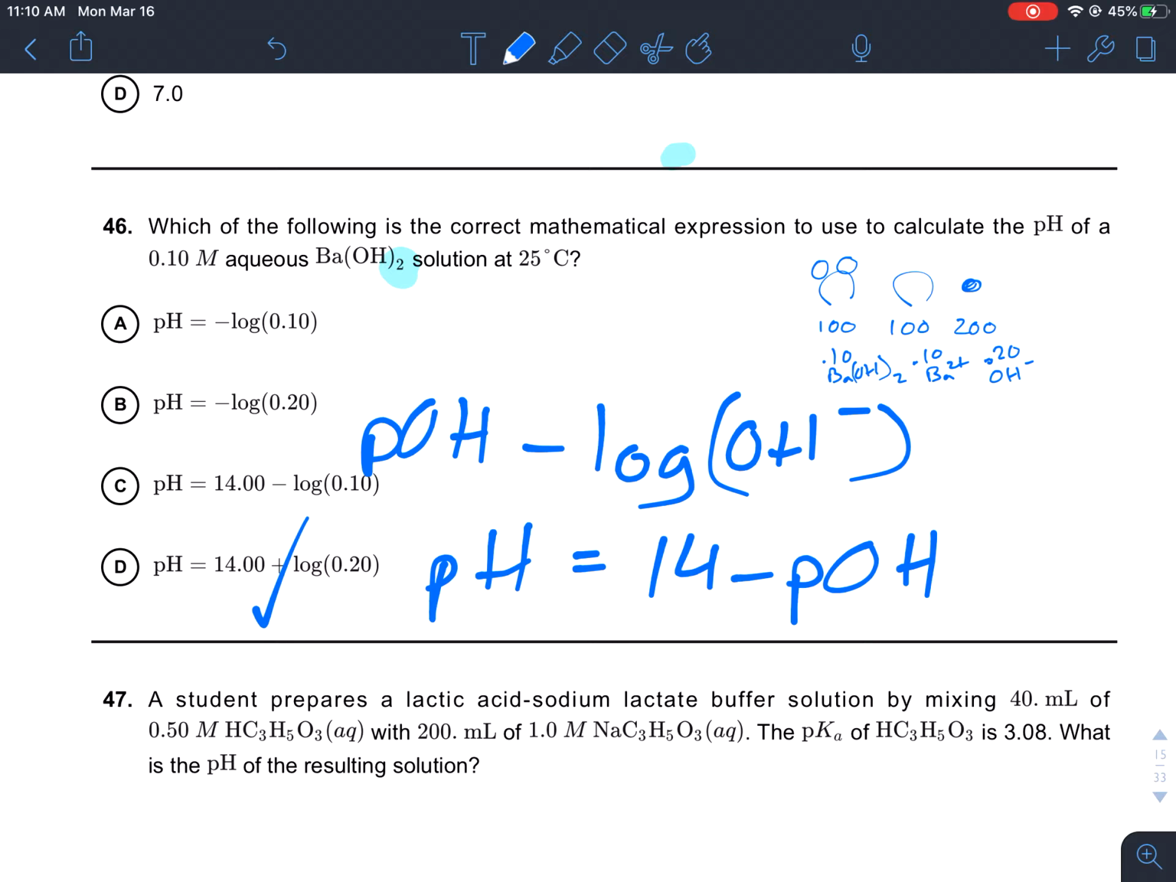But isn't that symbol wrong? I think they meant to put negative. I think they messed up there. But they're saying the answer because that would be the pOH, pH plus pOH. So they screwed up here. This symbol should be a negative, unless I'm going crazy. But okay. All right, number 47.